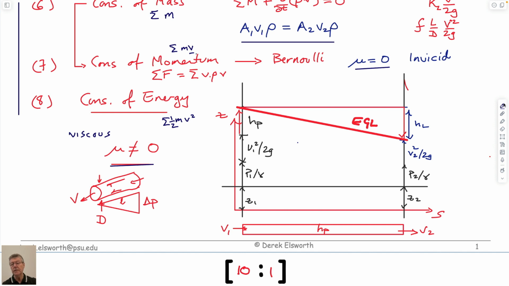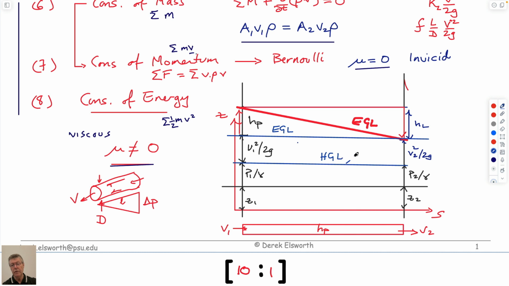Regular Bernoulli is this. This would be regular Bernoulli. This would be what we would call our energy grade line. And this would be what we called our hydraulic grade line for viscosity equals 0.